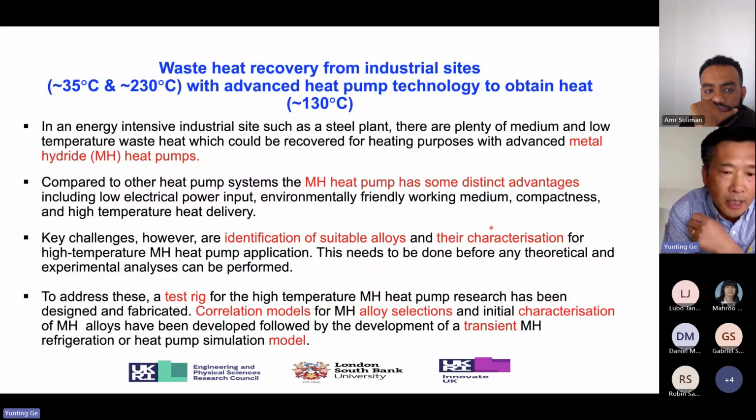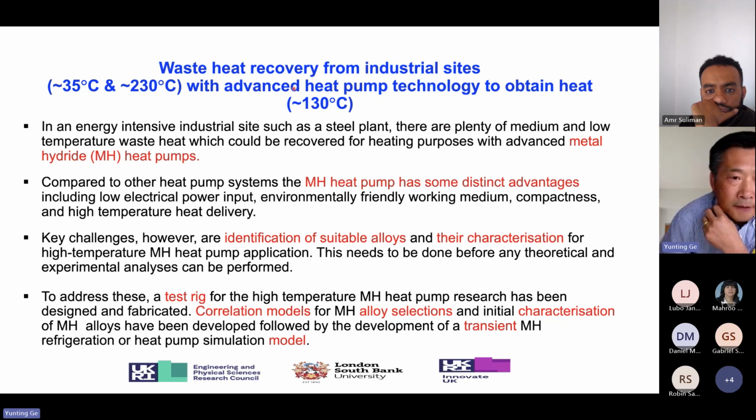So for this project, what do we do? By utilizing this metal hydride heat pump, we want to convert a low-grade heat source with temperature about 35 and a high-grade heat source with temperature about 230. By means of the metal hydride heat pump system, we can produce 130 degrees C heat output.